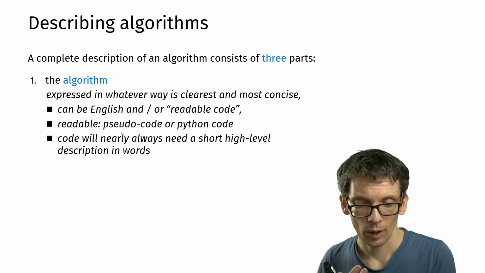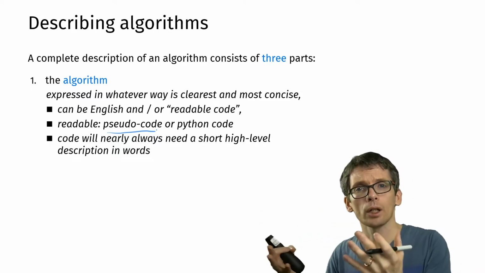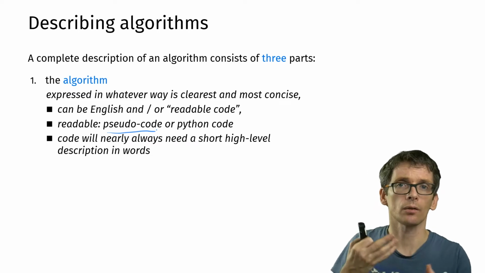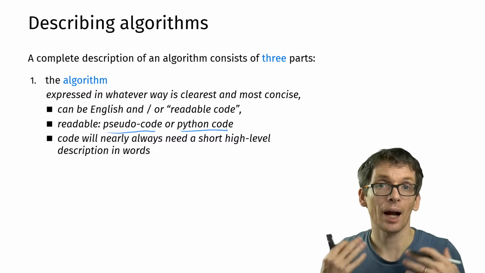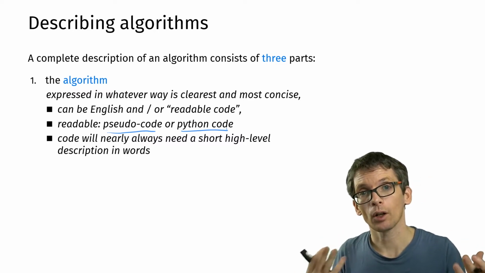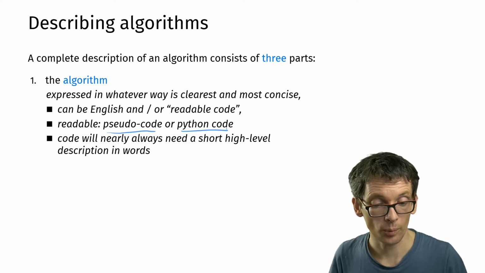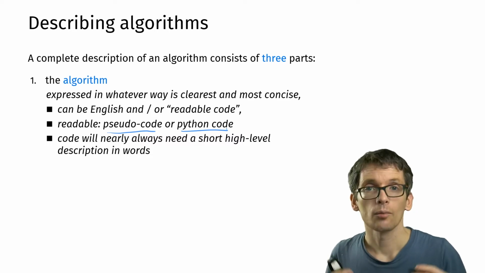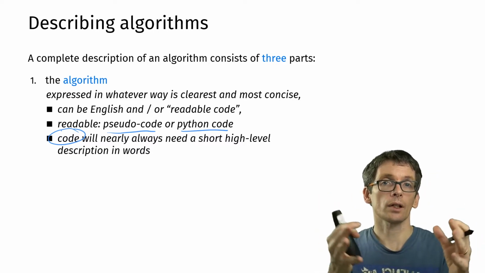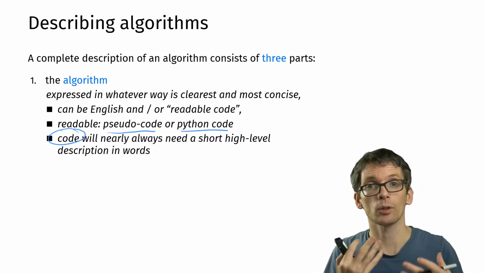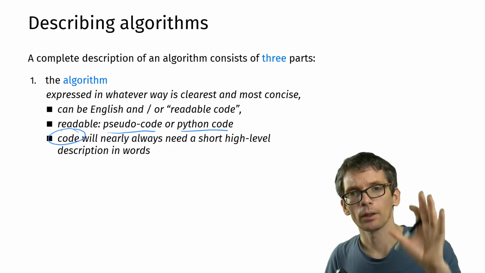And for readable code, we're going to see the concept of pseudocode, which is not really just natural language, but kind of code using natural language. Or actual code, in particular Python code. Many programming languages are not very readable, but Python is, so that is very often fine as a description. But if you describe an algorithm using code, you will often want at least some high-level description in words of what the algorithm is doing, in addition to the code. So that's number 1, the description of the algorithm.